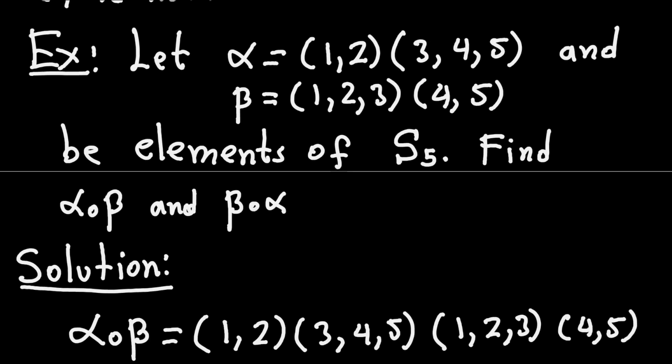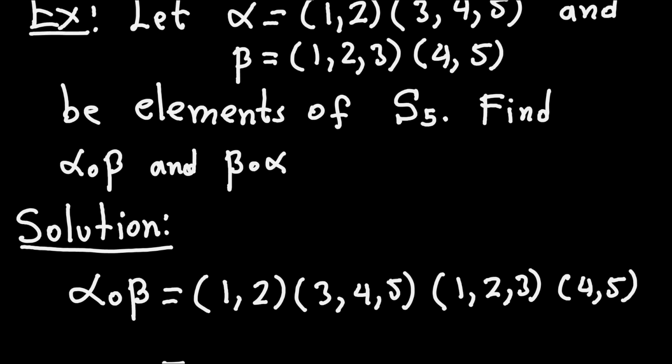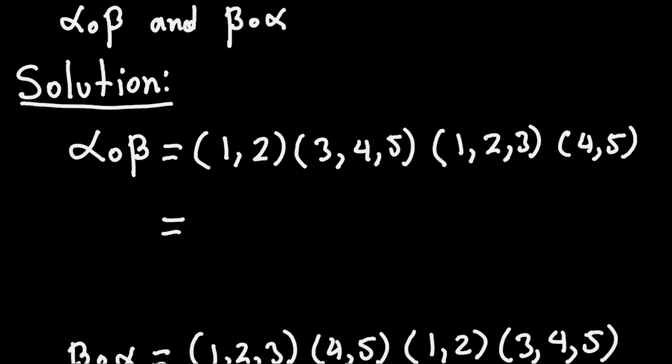So in this case, let's try to do this computation. Let's do alpha composed with beta, and beta composed with alpha. Now, I'm not going to do this with an array. I'm going to do it directly using the cycle notation, and it's going to be quite similar to the one we did with the array. So we're going to do first alpha composed with beta. The first thing you want to do here is write down the permutations. This one here is alpha, and this one here is beta. Because we are doing a composition, we're always going to start with the last one.